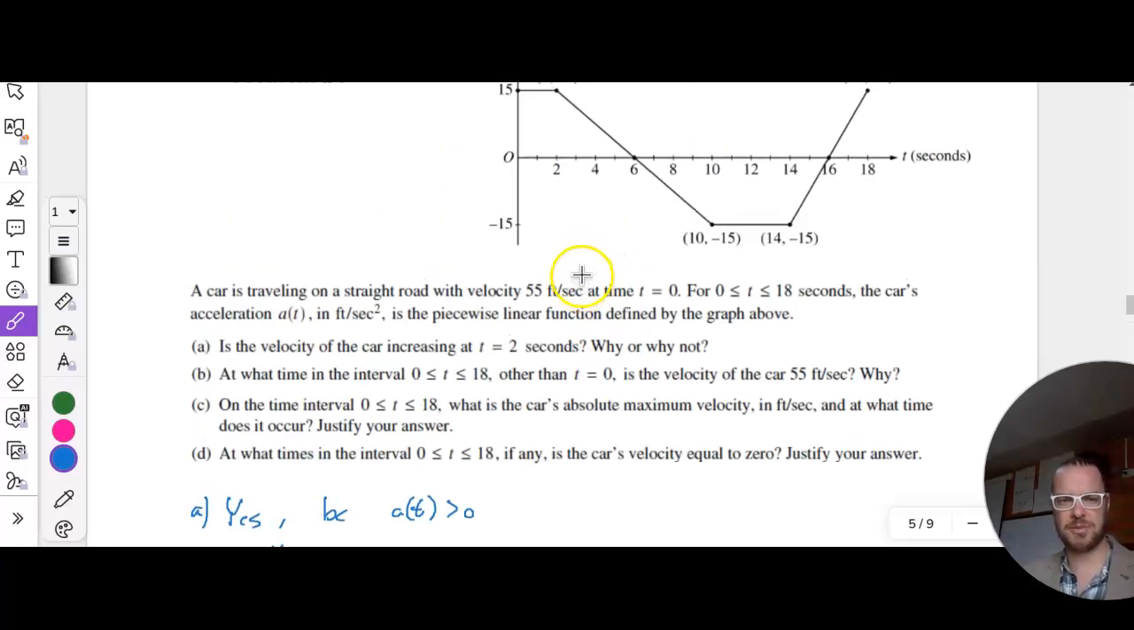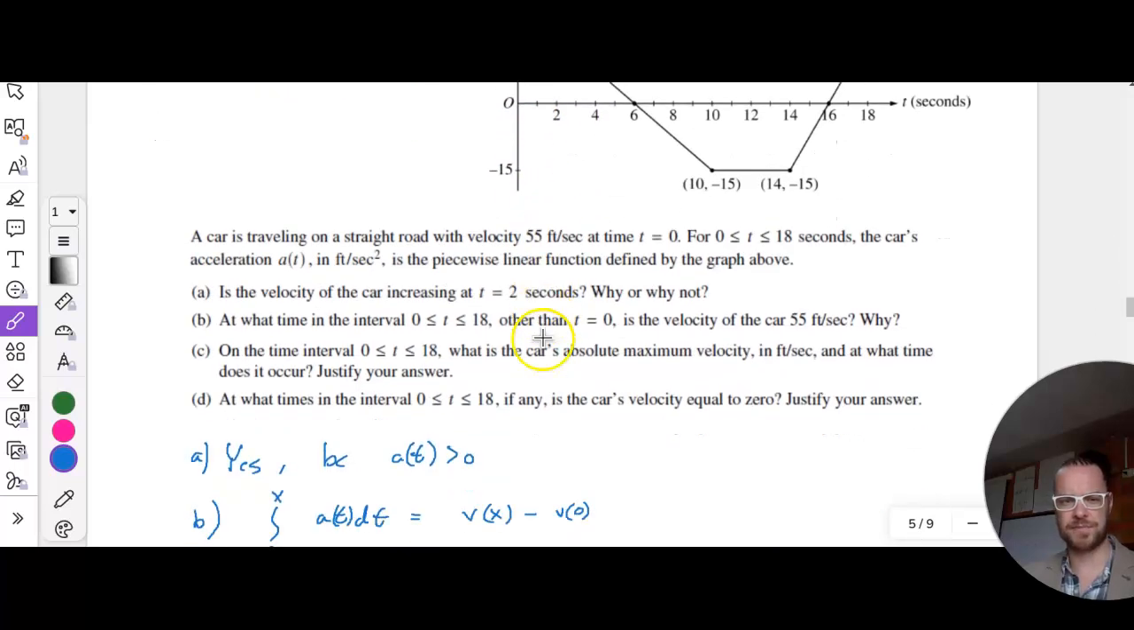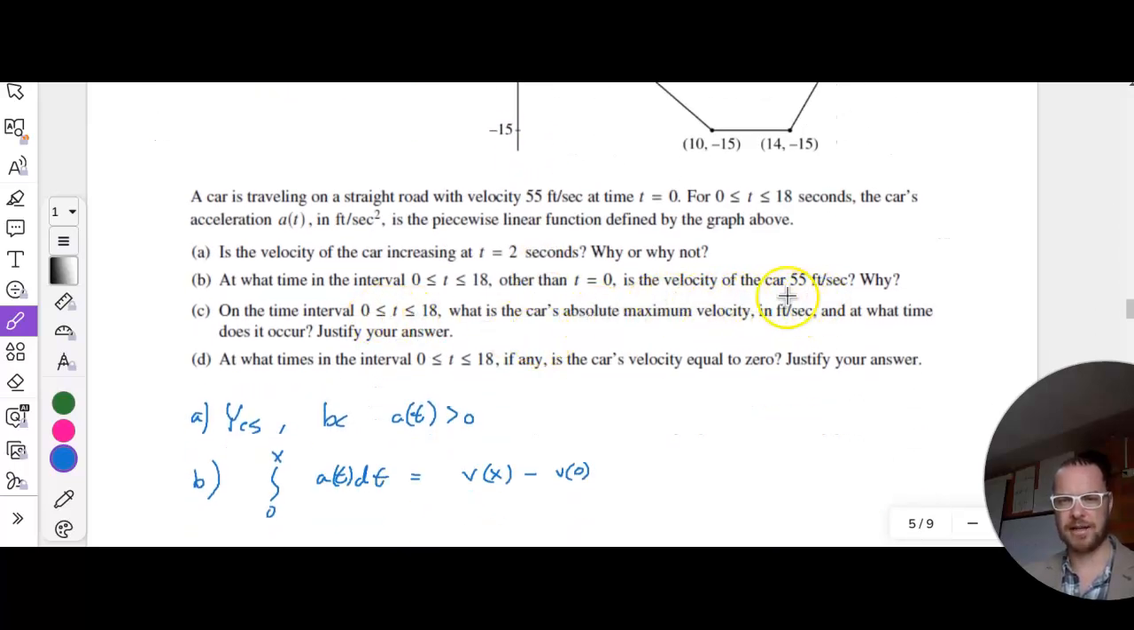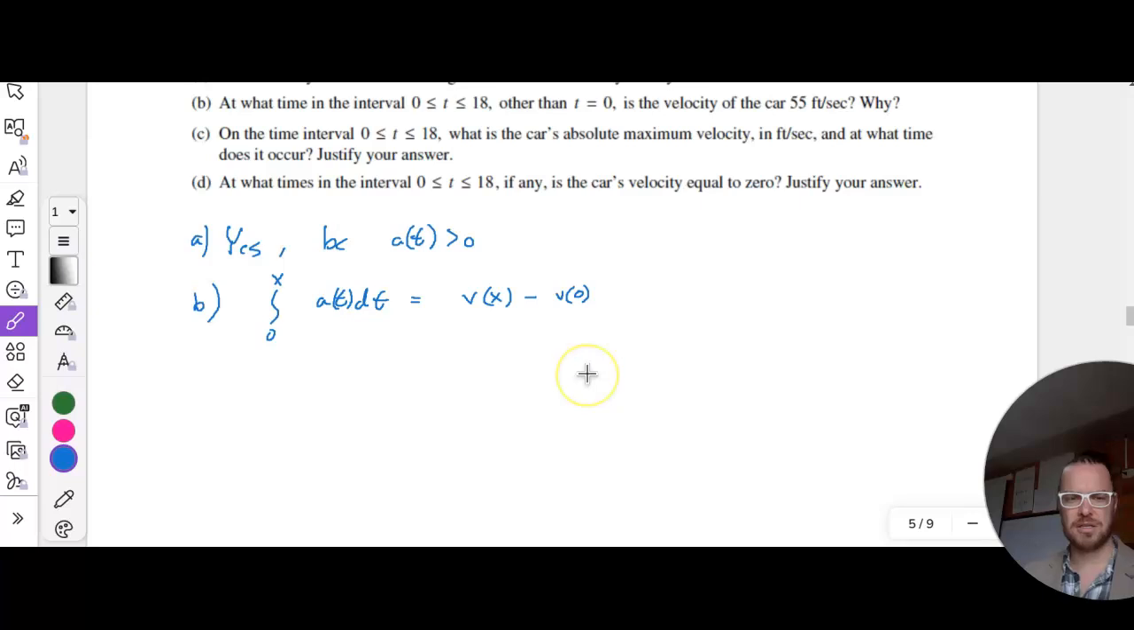And the reason we're doing this is because at 0, we know that it was 55 feet a second, because it tells us that's what it was at time 0. So doing this, I can start to work out what this might be. This is going to be v of x minus 55. Now, if we're trying to make it so that v of x is also 55, that means that this whole thing here needs to be 0, which means our velocity is going to be the same there.